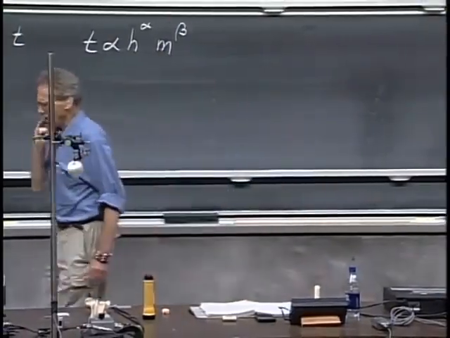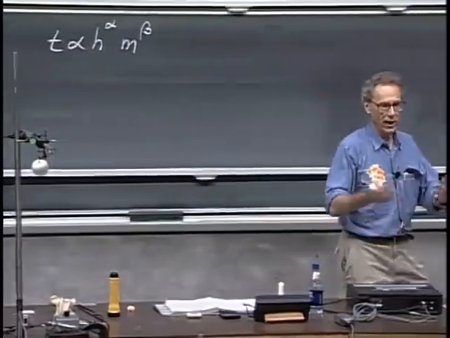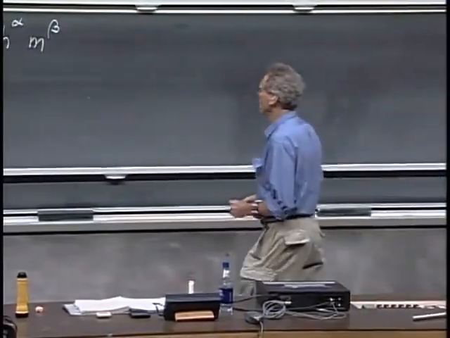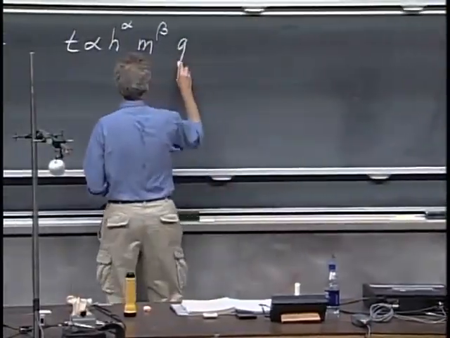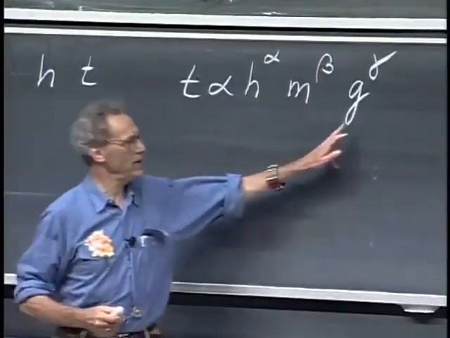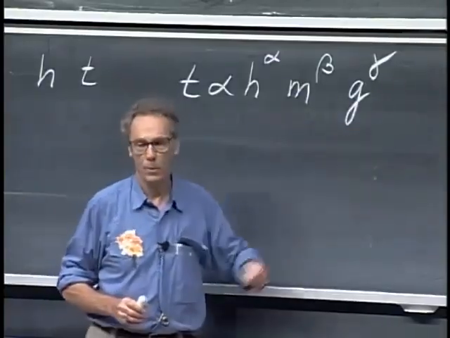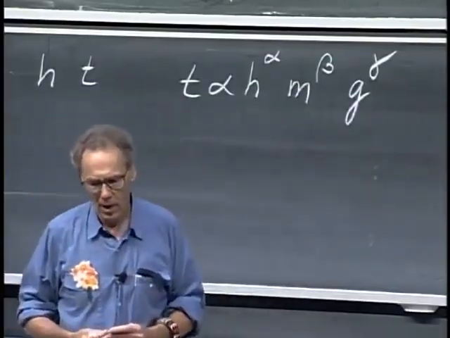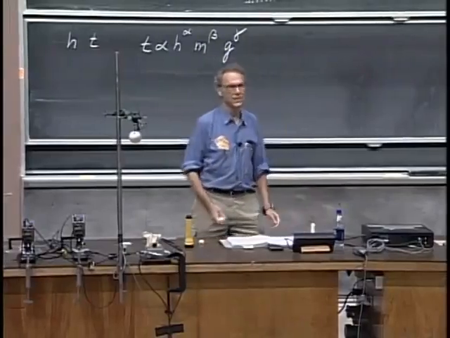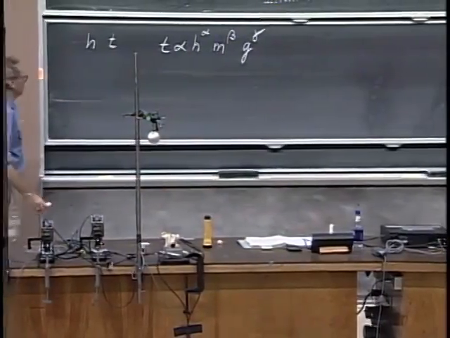And then I said, yeah, there is also something like gravity. There is the Earth's gravitational pull, the gravitational acceleration of the Earth. So let's introduce that too, and let's assume that that time is also proportional to the gravitational acceleration. This is an acceleration, we'll learn a lot more about that, to the power gamma. Having said this, we can now do what's called in physics a dimensional analysis.